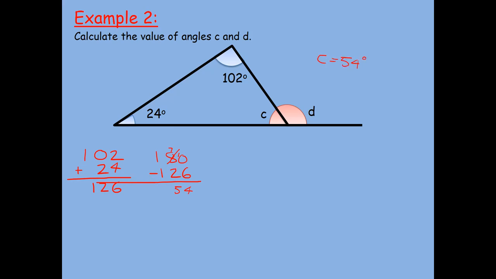And if we think back to a previous lesson, we know that these two angles are angles on a straight line. It's not a very straight line. But we know that they add up to 180. We can see from this that 126 plus 54 adds up to 180. So we can see then that D must be 126 degrees.